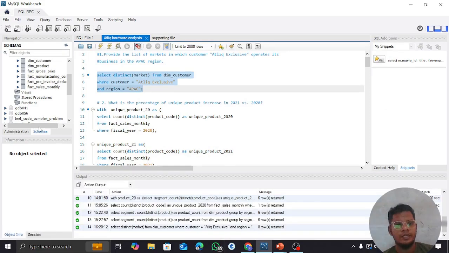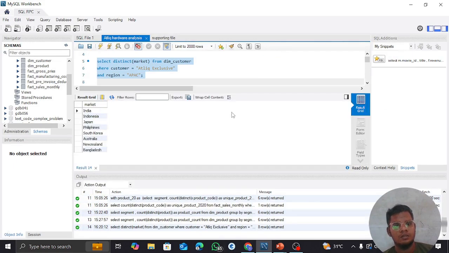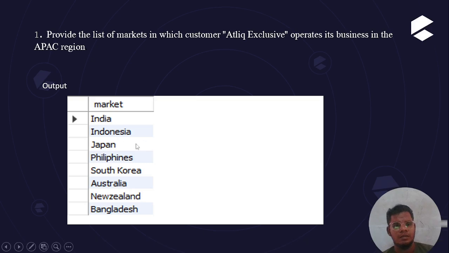How do we execute the query? See, this is the query. If we execute this, we get the same result: India, Indonesia, Japan, Philippines, South Korea, Australia, New Zealand, and Bangladesh. These are all the countries in the APAC region where Atliq Exclusive is running.